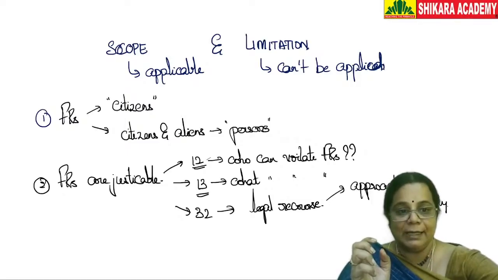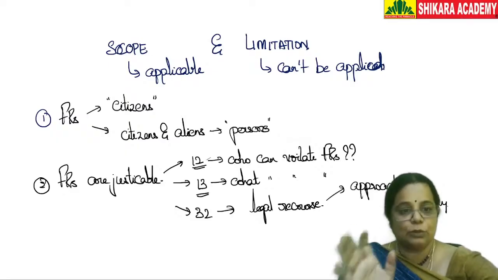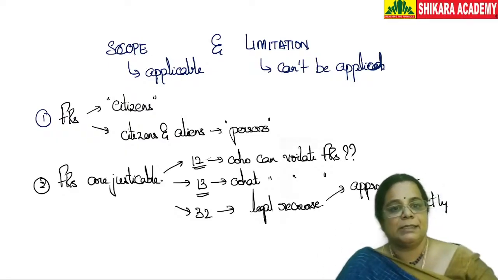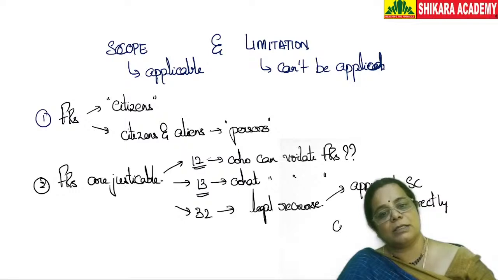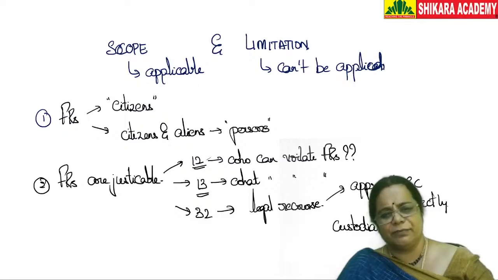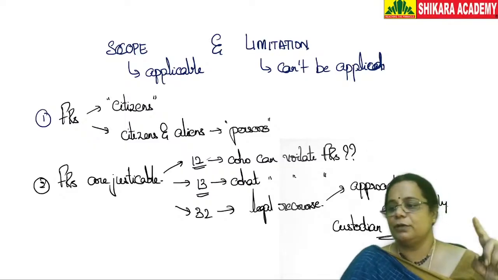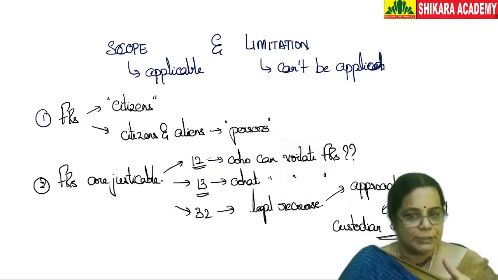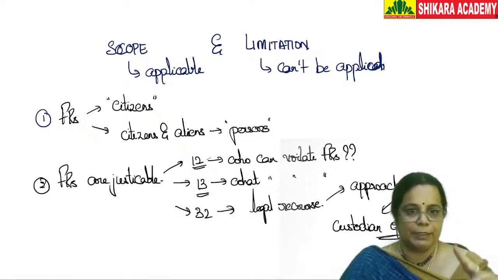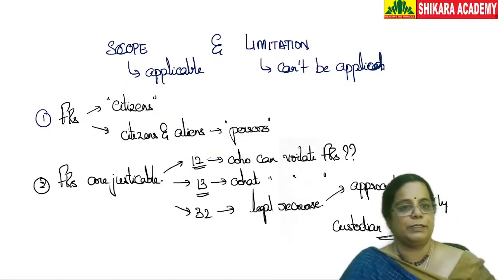So basically, the highest court in this country is supposed to be the custodian of fundamental rights. Don't you think this is very, very important? You're making the highest court in India the custodian of fundamental rights, because fundamental rights are justiciable in nature. This is the second point in scope.